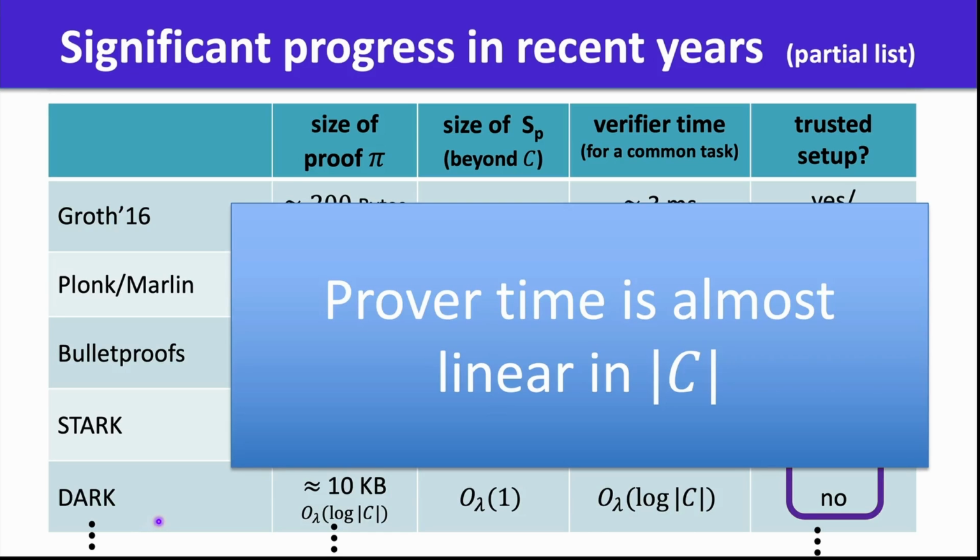The last thing I want to point out about these SNARKs is that in all of them, the prover has to do work that is nearly linear in the size of the circuit. Clearly, the prover has to do at least linear work in the size of the circuit because the prover has to read the circuit and evaluate it. The point here is that the time to generate a proof is almost linear in the size of C. In early SNARK systems, the prover time was quadratic in the size of the circuit, which meant that these systems were impractical for large circuits.